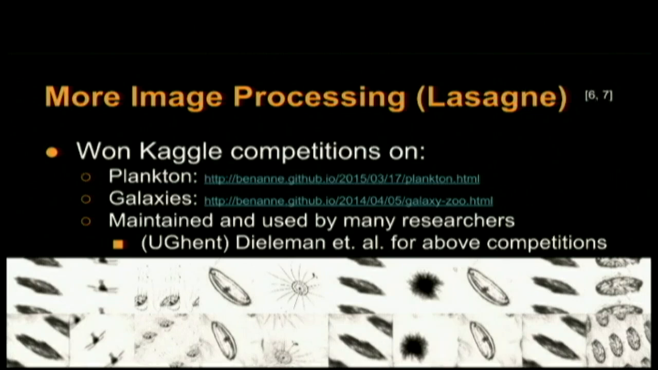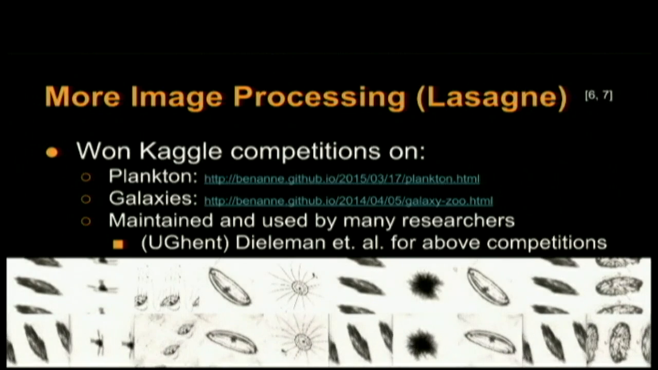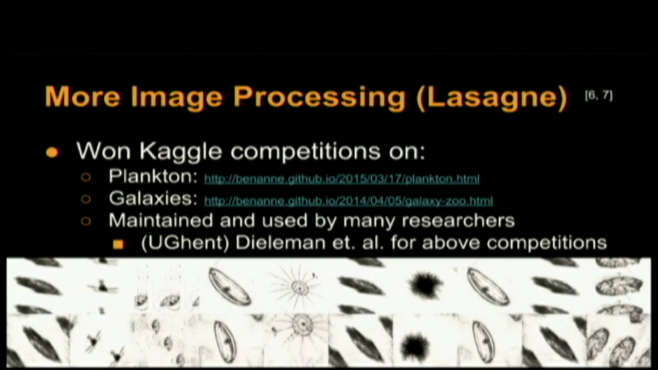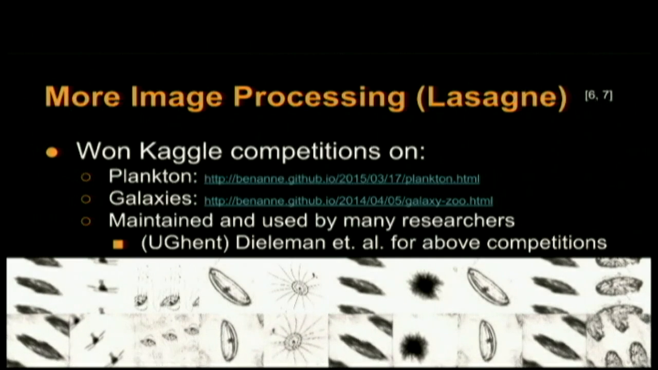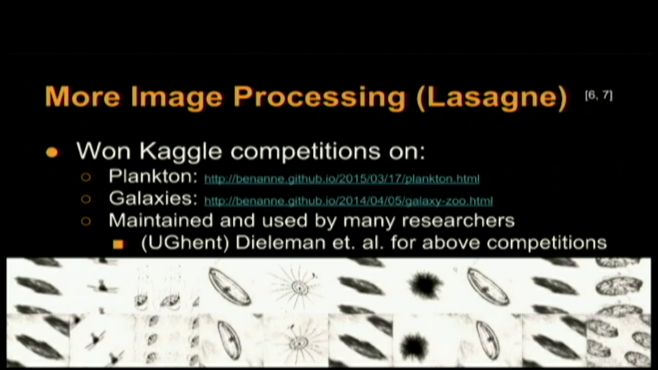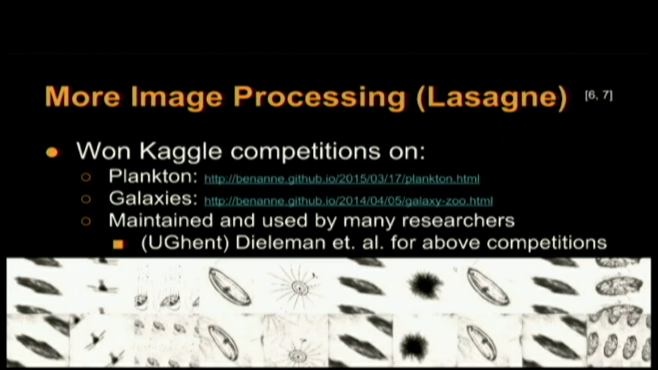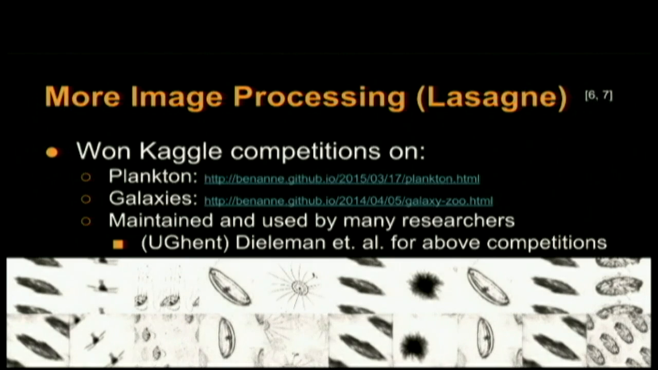Done with the self-plug. So if you do more image processing, Lasagna is another package for this. It has been used extensively in Kaggle competitions by a former PhD student of University of Ghent, who's now at DeepMind, which is like Google's neural net research arm, or one of many of their research arms. It's more of an octopus at this point. They won 2 competitions on recognizing plankton and galaxies.